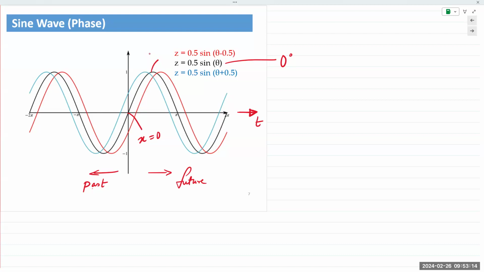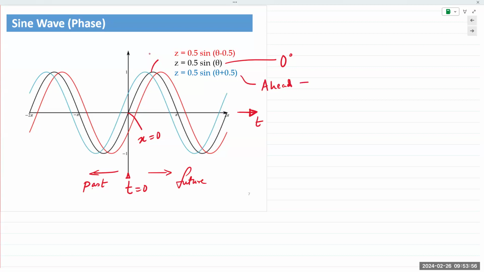X-axis, positive value is the future. If we are analyzing a circuit here where time t equals 0, then anything to the right is in the future, anything on the left is in the past. So when the second waveform arrives at x equals 0, the blue waveform has already gone past. And so we say that the waveform in blue is ahead with respect to the other two waveforms.